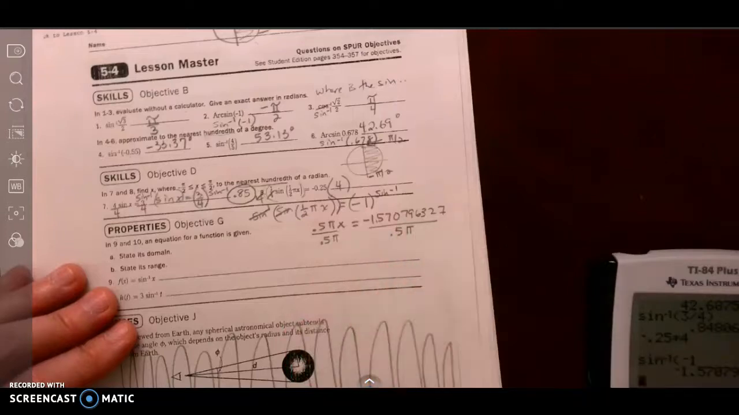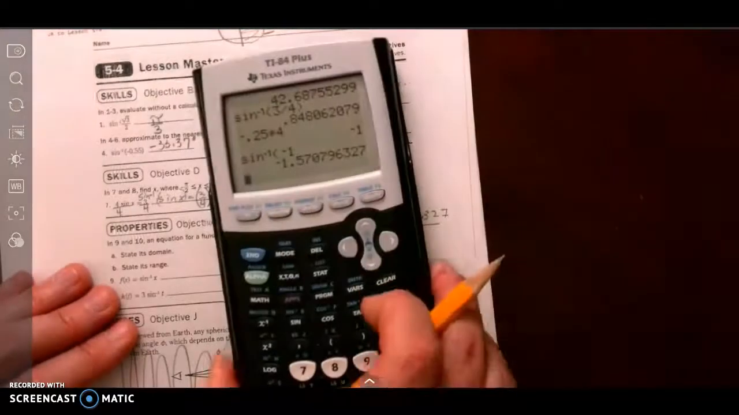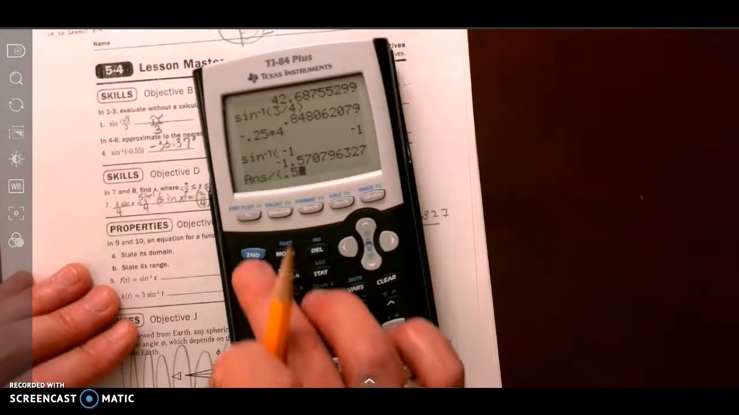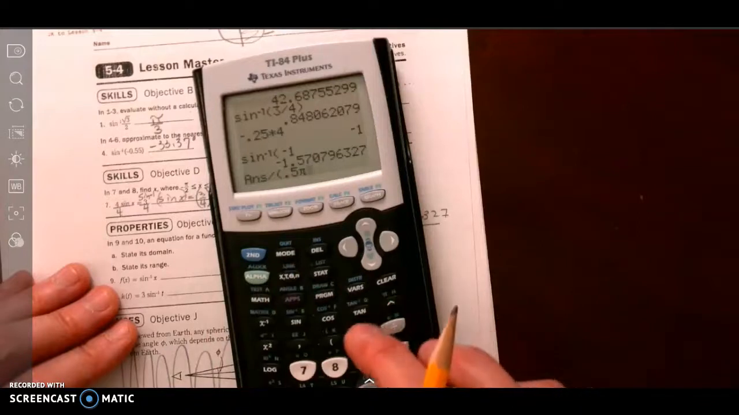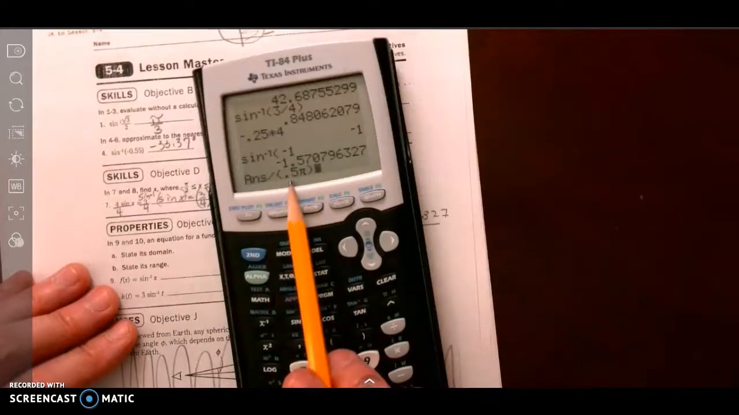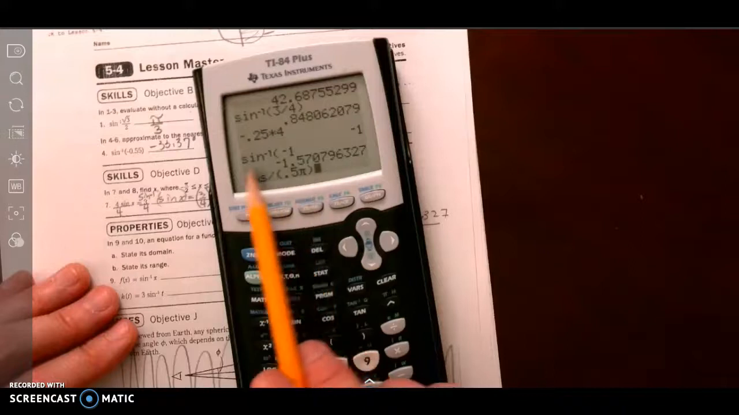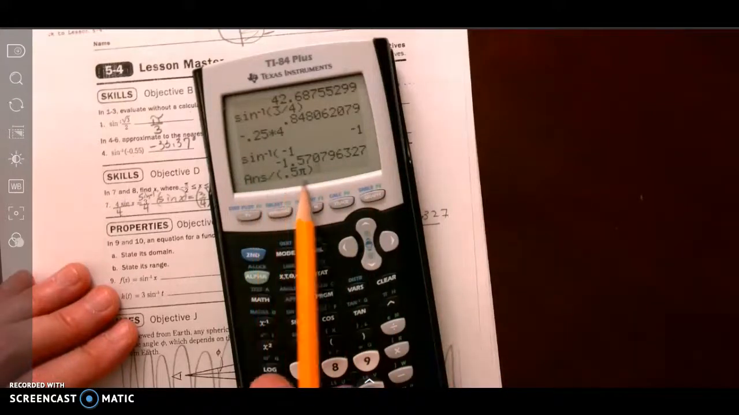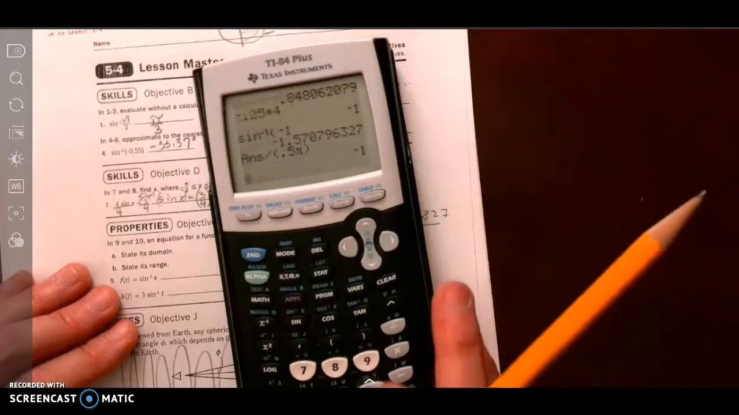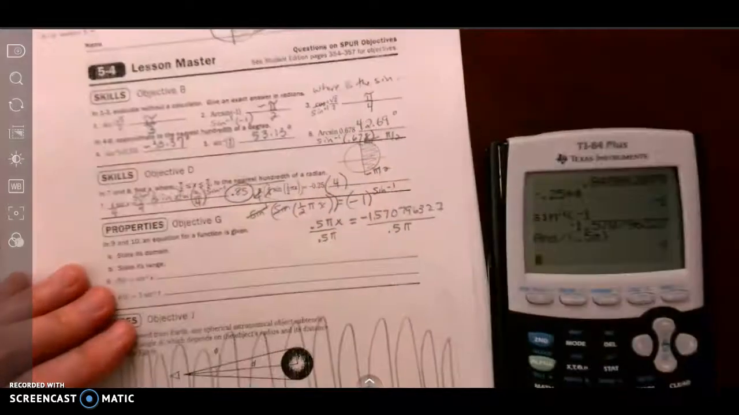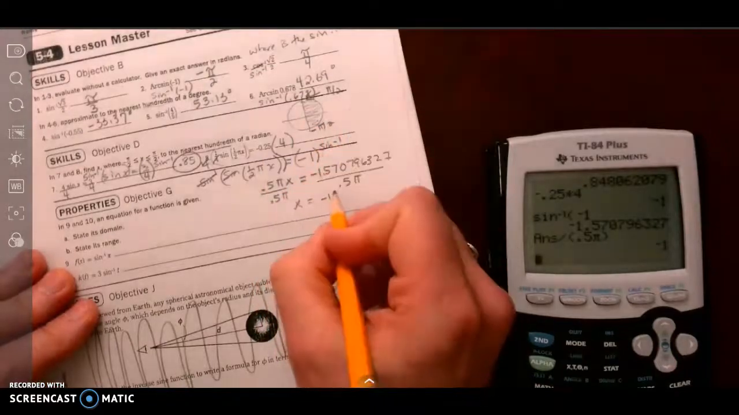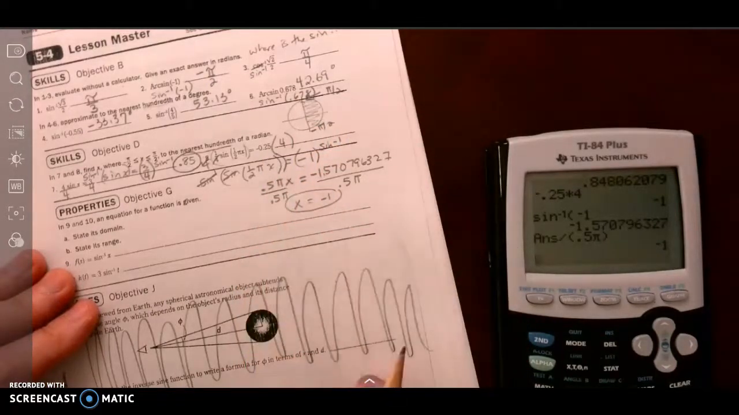You've got to be real careful here when you divide by 0.5 pi. Divide by, I have to put it in parentheses, 0.5 pi. Otherwise, it'll divide by 1/2 and then multiply the whole thing by pi. We don't want it to do that. We want to divide by 1/2 pi. And I just get negative 1. So that's my final answer for number 8.